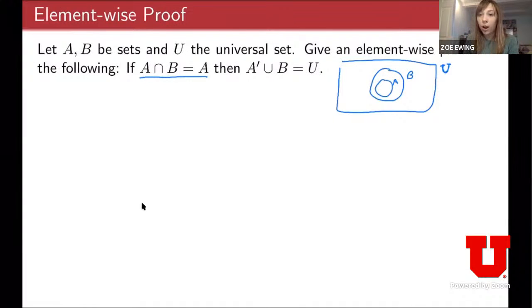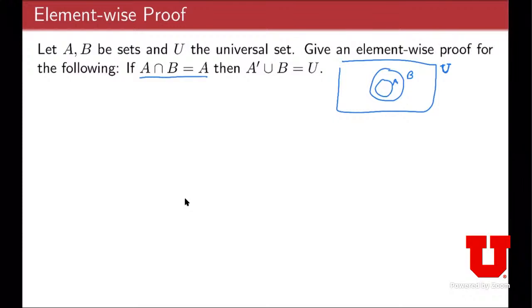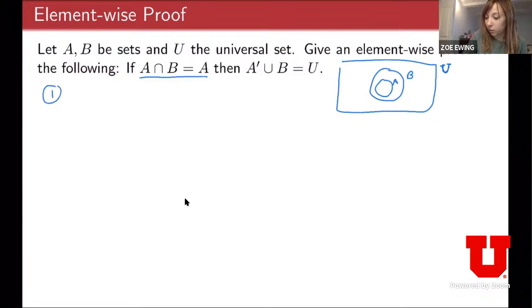Okay, so what is usually the method that we want to use when we're trying to show set equality? So if we're trying to show that A complement union with B is equal to the universal set, what are the two different cases that we have to prove? Do we have to show that they're both subsets of each other? Yeah, exactly. So let's start with our first case, which is that we want to show that A complement union with B is a subset of the universal set.